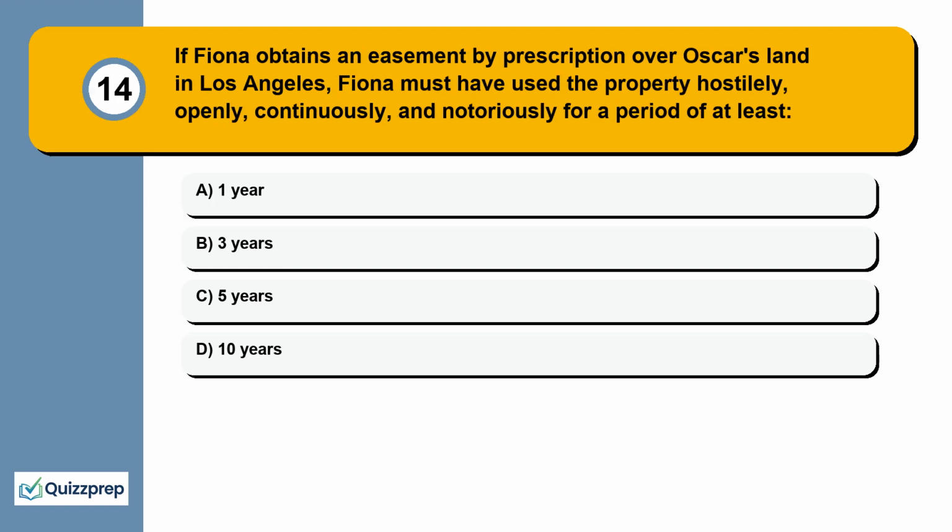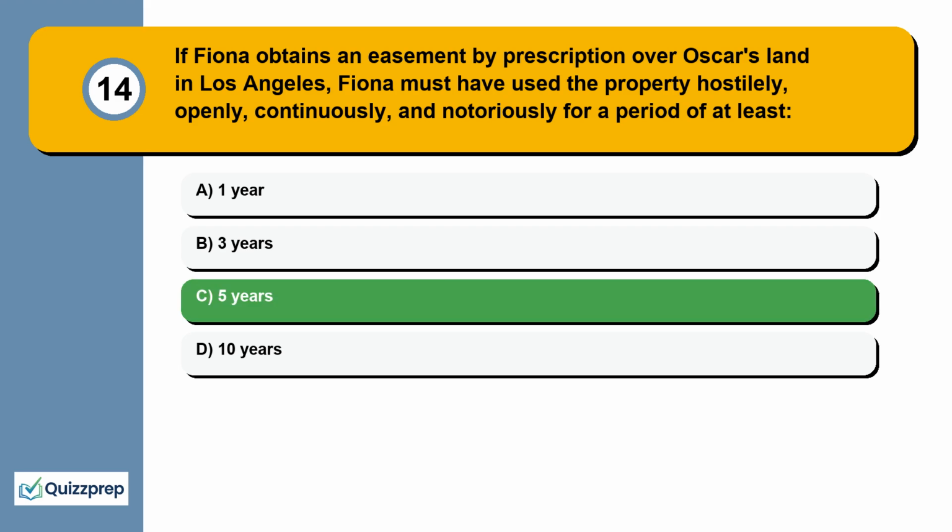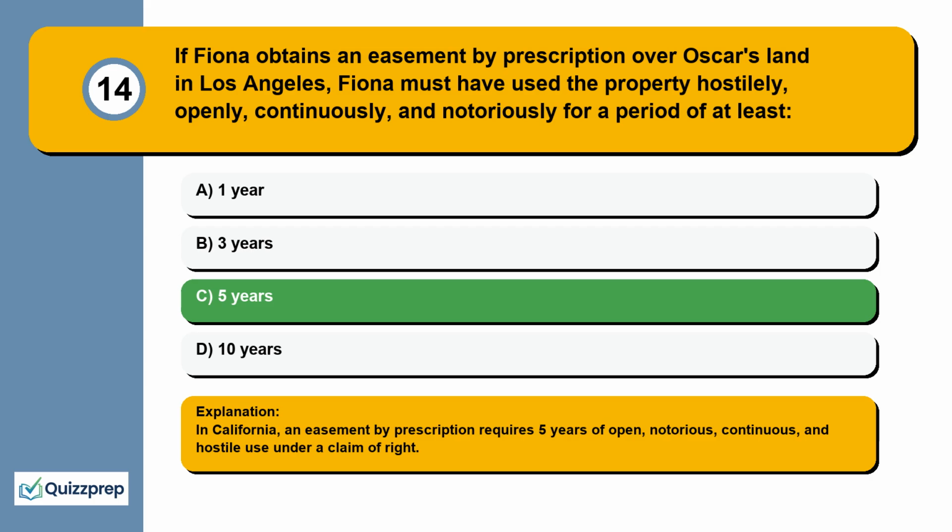Question 14. If Fiona obtains an easement by prescription over Oscar's land in Los Angeles, Fiona must have used the property hostilely, openly, continuously, and notoriously for a period of at least 1 year, 3 years, 5 years, 10 years. In California, an easement by prescription requires 5 years of open, notorious, continuous, and hostile use under a claim of right.